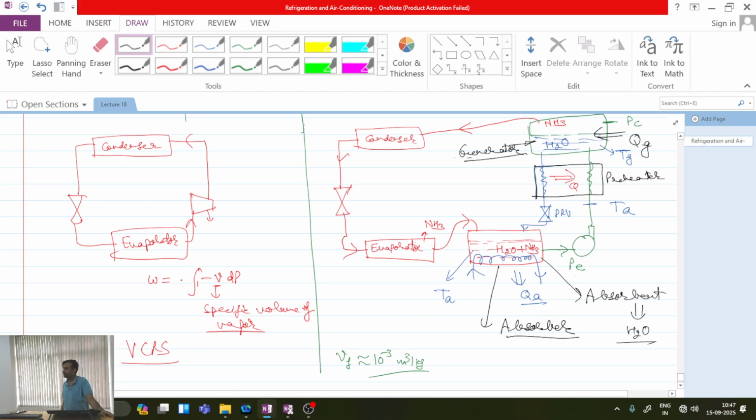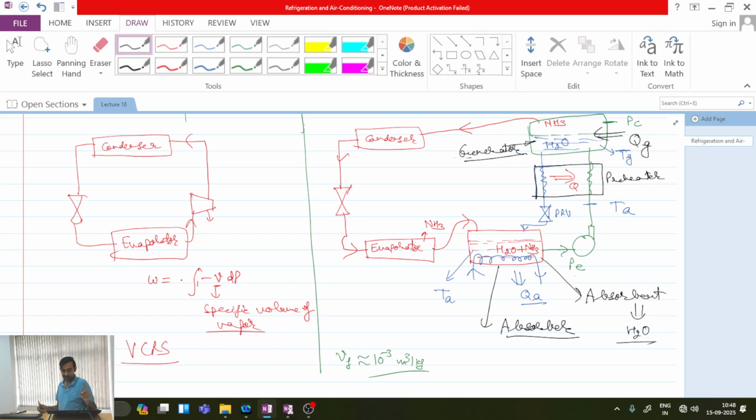Is this one clear? This is called the generator, this is called the absorber, and in between we have a preheater. So the combination of absorber, pump, preheater, generator and pressure reduction valve, if I use these 5 components simultaneously in place of the compressor, it will be saving whatever work input I am giving.